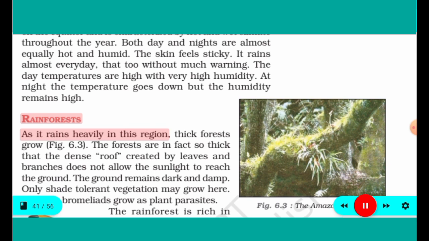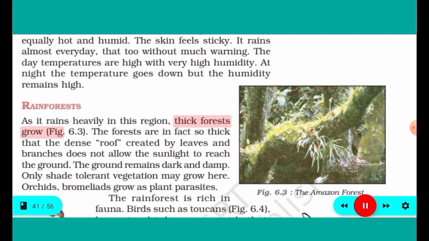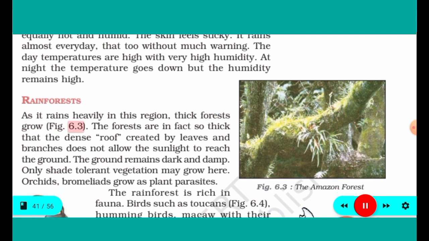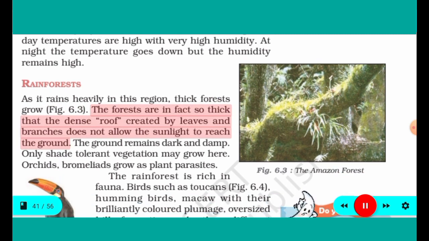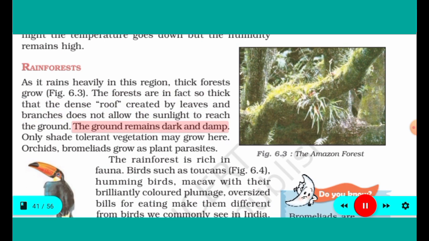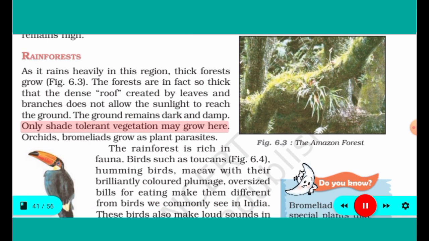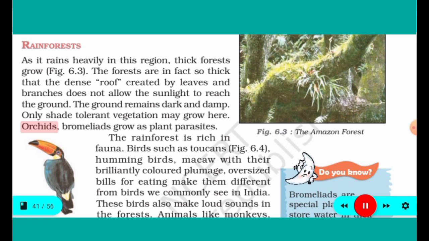Rainforests. As it rains heavily in this region, thick forests grow. Fig. 6.3. The forests are in fact so thick that the dense roof, created by leaves and branches, does not allow the sunlight to reach the ground. The ground remains dark and damp. Only shade-tolerant vegetation may grow here. Orchids and bromeliads grow as plant parasites.